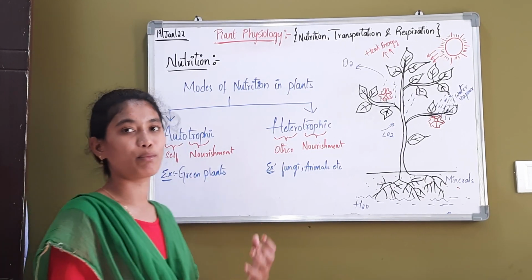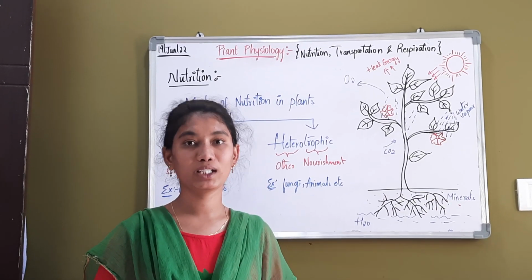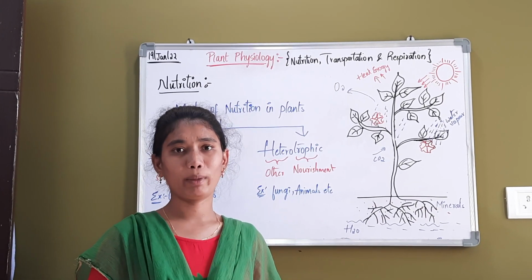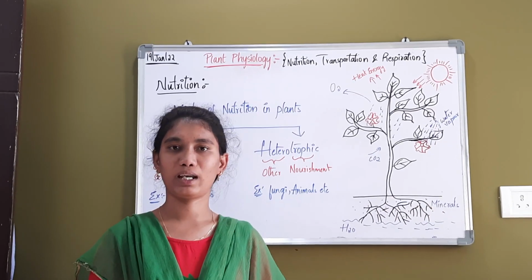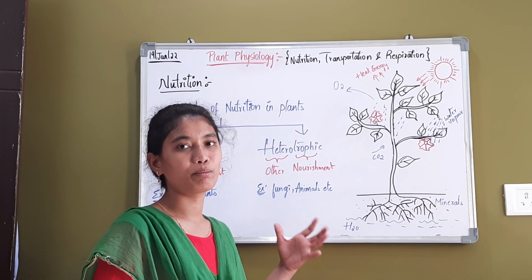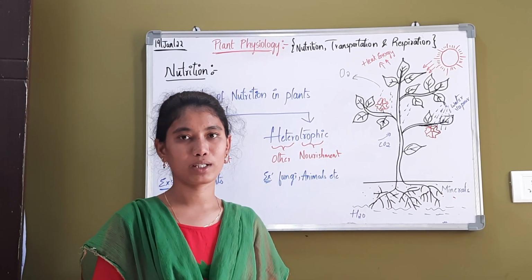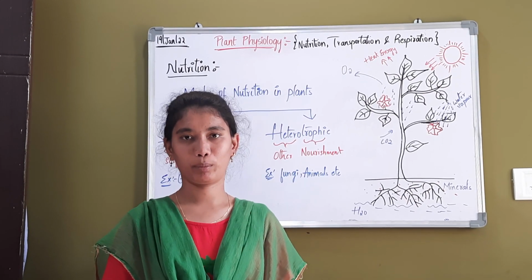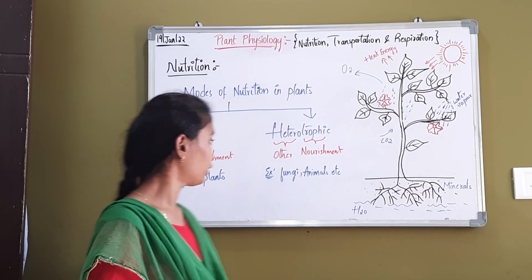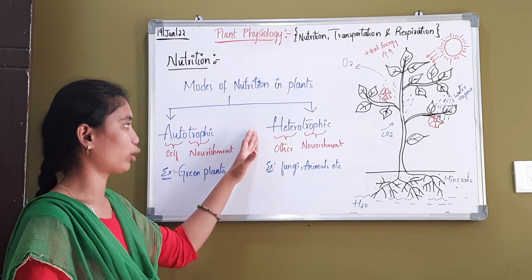So the plants prepare their food by themselves by using some raw material like carbon dioxide, water, minerals in the presence of sunlight. So the plants prepare their food in the process of photosynthesis. So due to photosynthesis, all green plants are independent in food preparation. Examples are green plants.